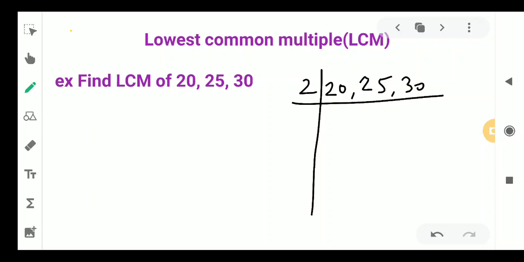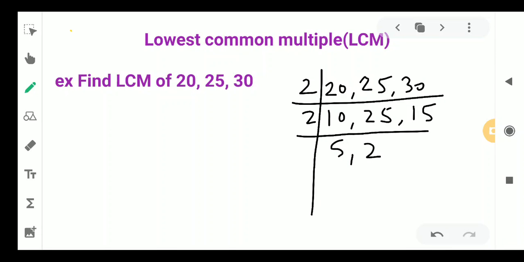So 20 can be divided by 2, it will be 10. 25 will be as it is and 30 will be 15. Now again we are watching that 10 can be divided by 2, so we can take 2. So 2 times 5 is 10, 25 here and 15 here. Now we are watching that these three numbers are divisible by 5 and 5 is a prime number. So we will take 5 here. 5 times 1 is 5, 5 times 5 is 25, 5 times 3 is 15.